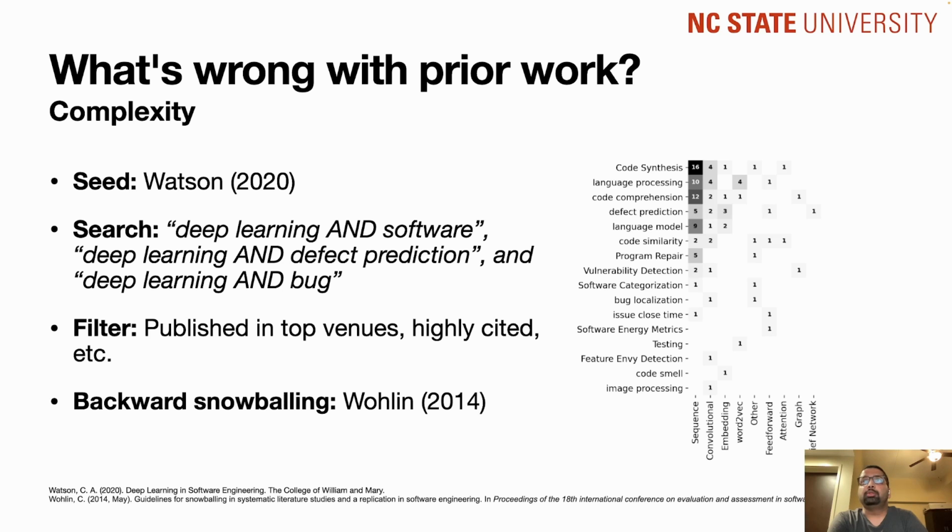Moving on to the rows, which are the different tasks, we grouped them into code synthesis, things like text to code. We also have language processing, which is natural language processing and programming language processing. We have code comprehension, things like code summarization tasks would belong here. And we have some other tasks. We notice there's a heavy skew towards code synthesis and the use of sequential and convolutional models. These seem to be the majority of use in deep learners.